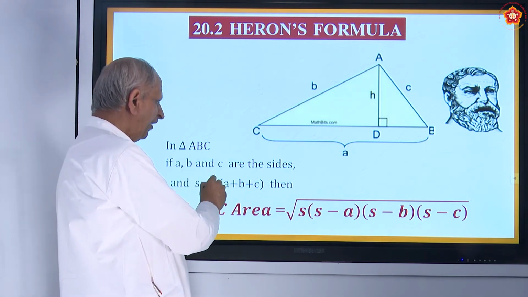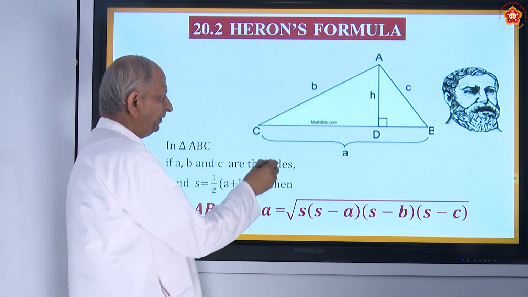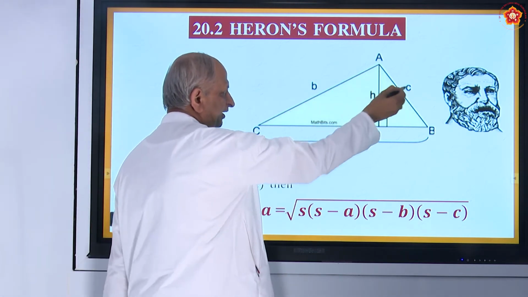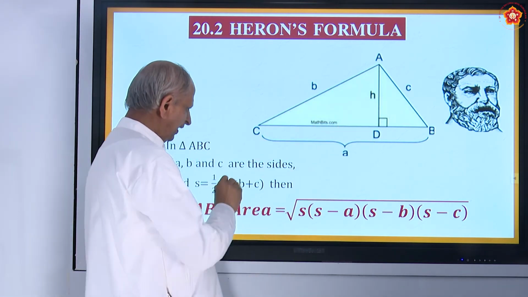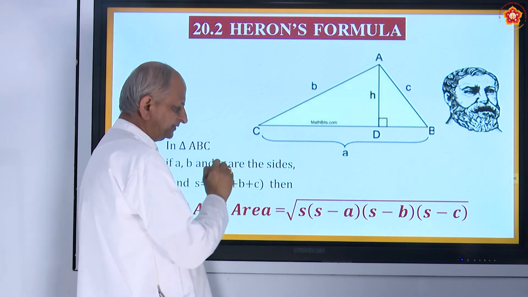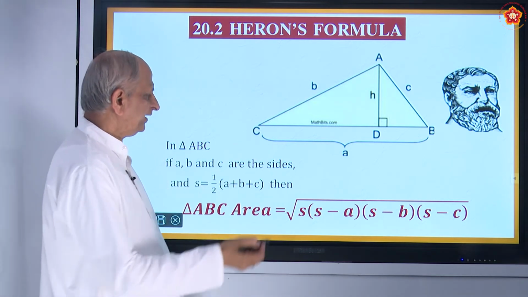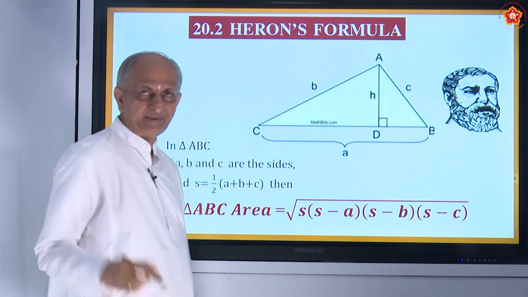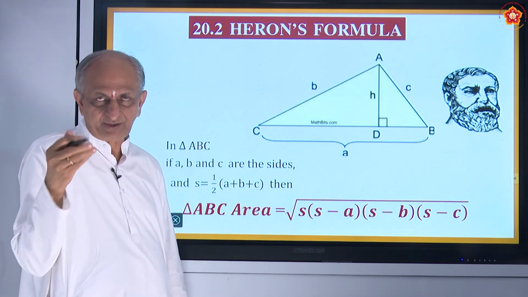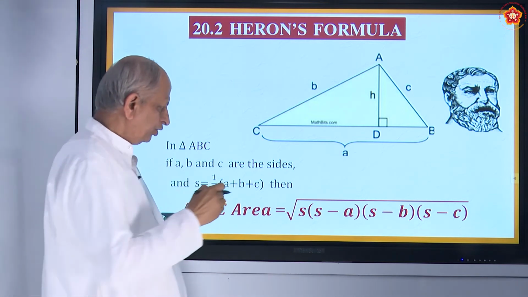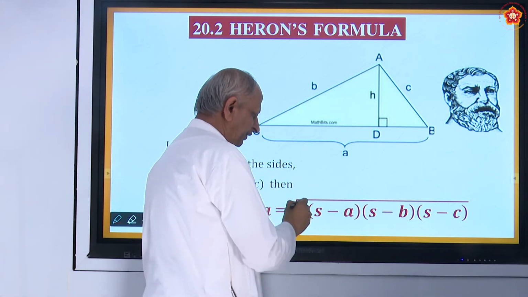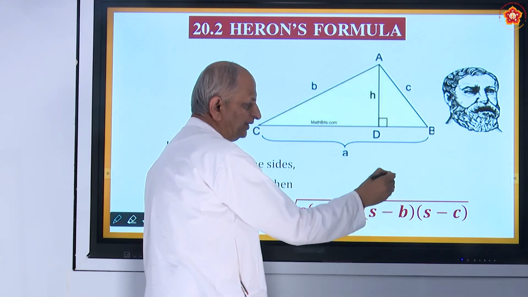s is half the perimeter. What is perimeter? a plus b plus c. And if you divide by 2, it gives s. And that s you must use in the formula. You must learn it, practice it 5 to 10 times, telling: root of s into s minus a into s minus b into s minus c.